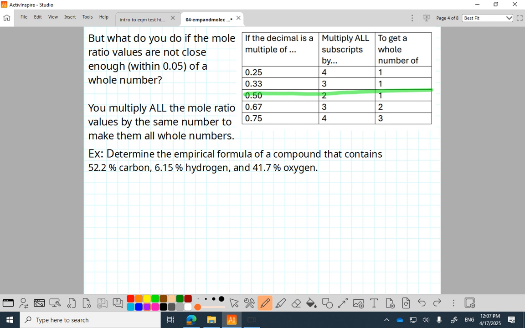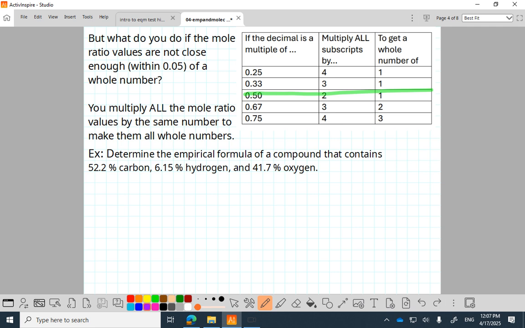So if you had 0.3 or a third, you multiply by 3. This is my favorite fraction. What's 0.25 as a fraction? 1/4? Yes, so you multiply by 4. And then these two are the other cases of repeating. So 0.67, you multiply by 3, 0.75, which is like 3/4, you multiply by 4. Okay, and this does not happen very often, but it does happen.